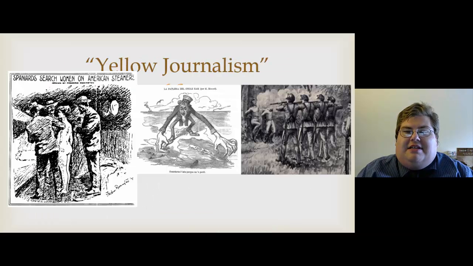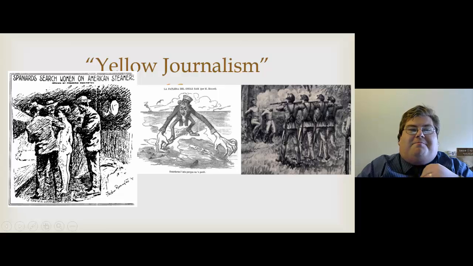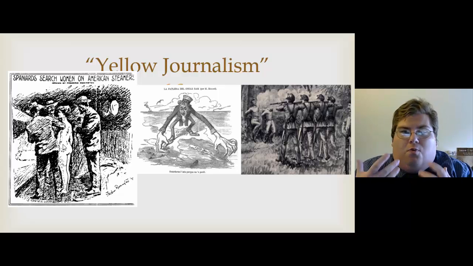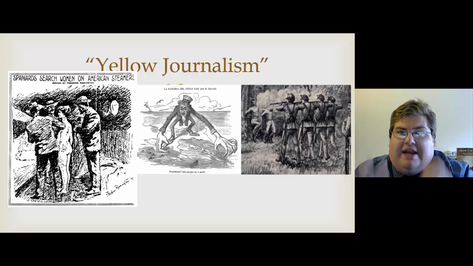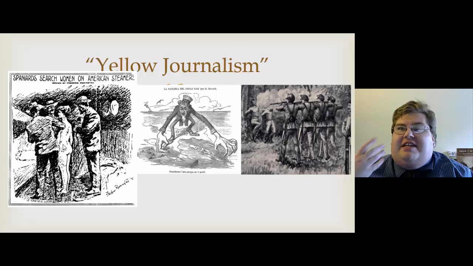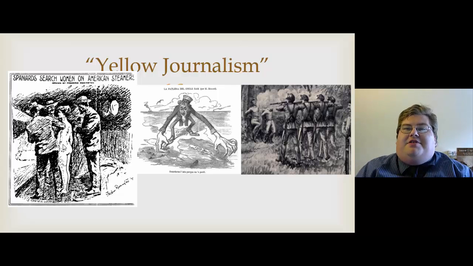Some of these, we're going to see things like, over here, firing squads. Or over here, the idea of Spaniards strip-searching women on American steamships. And this particularly would have been enraging. Because as I've dropped hints over the course, it's the Victorian era. You don't even see your spouse naked. To see a woman naked would be absolutely horrible.